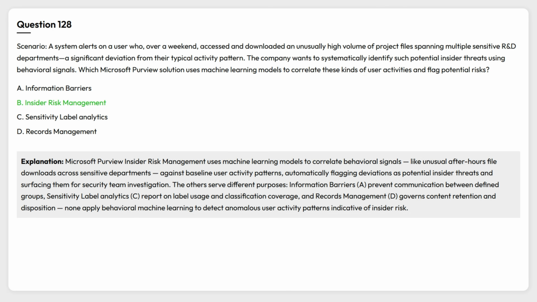The others serve different purposes. Information barriers prevent communication between defined groups. Sensitivity label analytics report on label usage and classification coverage. And records management governs content retention and disposition. None apply behavioral machine learning to detect anomalous user activity patterns indicative of insider risk.